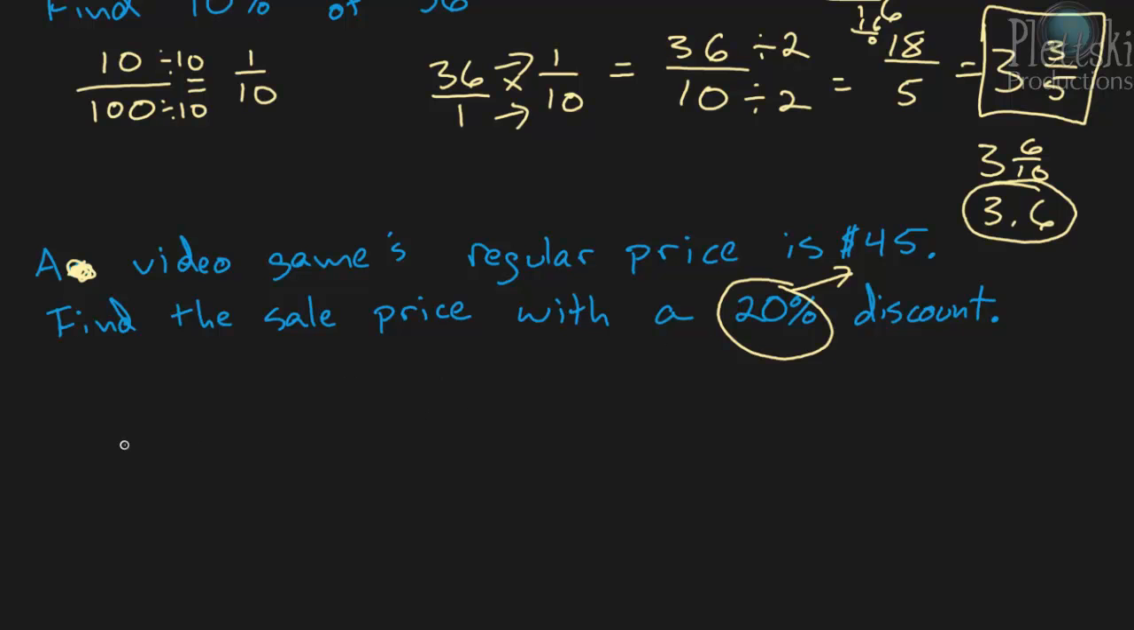So 20% of 45. Well, let's do the decimal with this one. So you have 45 times 0.2. 20% is the same thing as 2/10. So 45 times 0.2. And 2 times 5 is 10. 2 times 4 is 8, plus 1 is 9. And then the decimal goes right there after the 9. So 45 times 2/10 is going to be 9.